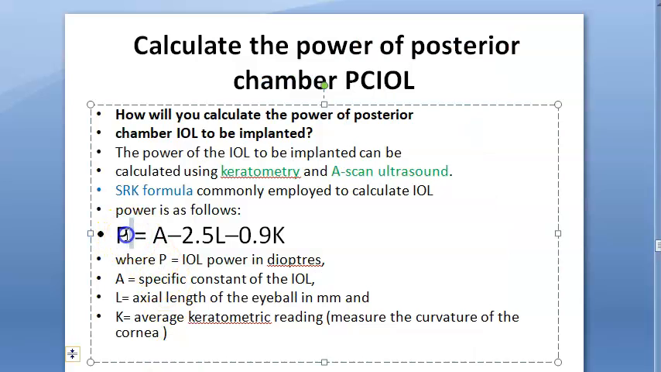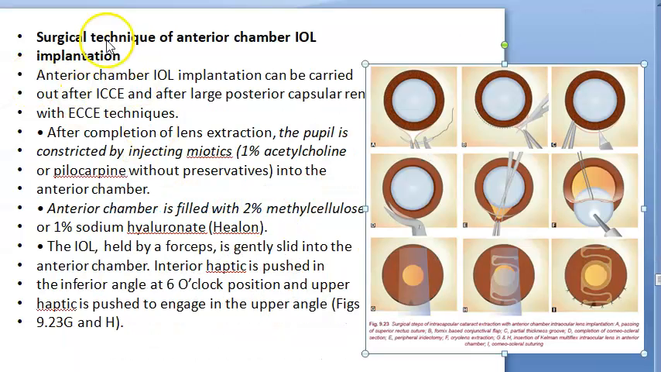So what is this P? P is the power of the IOL that you will put. A is the specific constant of the IOL. There will be an IOL constant that it comes with. L is the axial length of the eyeball. You will measure this with biometry. Many methods are there, but you can use A scan, ultrasound, etc. Then 0.9 K. What is K? Keratometric reading, that is the curvature of the cornea. Okay, so this is called the SRK formula. What is this formula called? SRK formula.